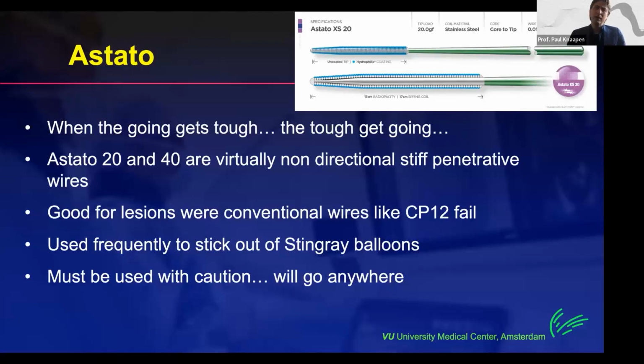So if you have a calcified lesion, they may do the work for you for proximal cap or re-entry or whatever. However, it must be used with caution because it will basically go anywhere. So it's not for everybody, but I think it's definitely advanced toolbox equipment that you really need. Not 100 on the shelf, but a couple.